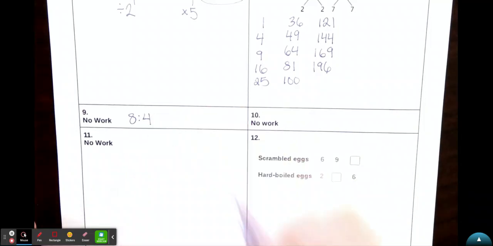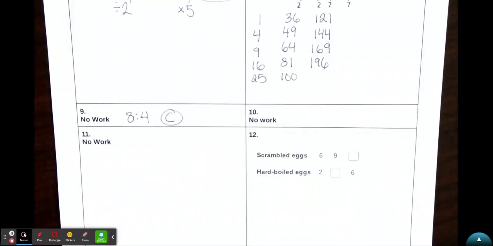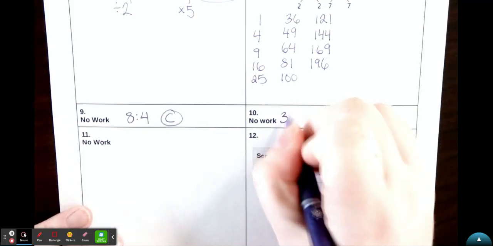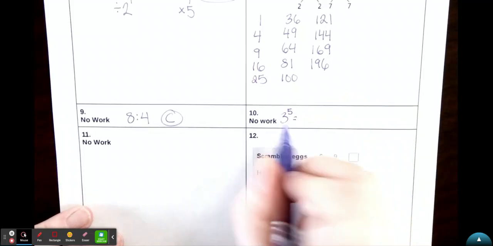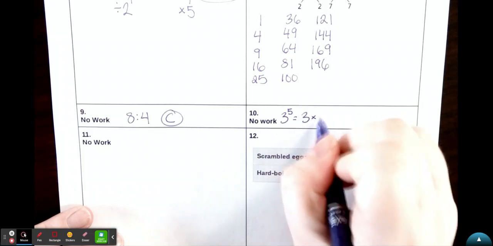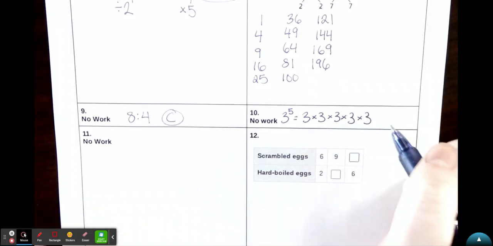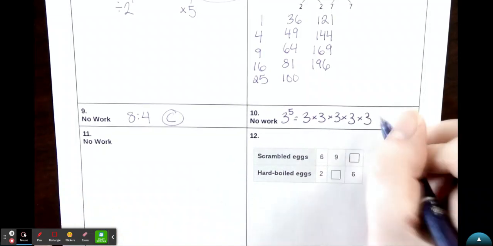Okay, 8 to 4, which is which one? Very good. Okay, number 10. Which expression is equivalent to 3 to the power of 5? So that means we're going to take the number 3 and multiply it by itself how many times? 5 times. So 3 times 3 times 3 times 3 times 3. Which one is that? F.